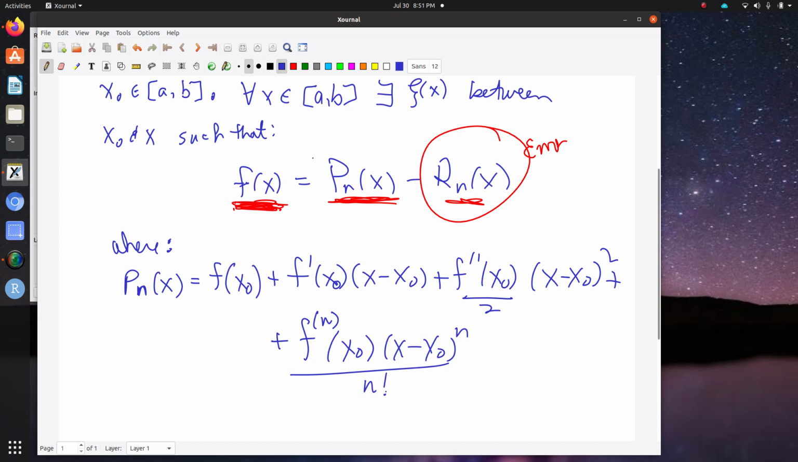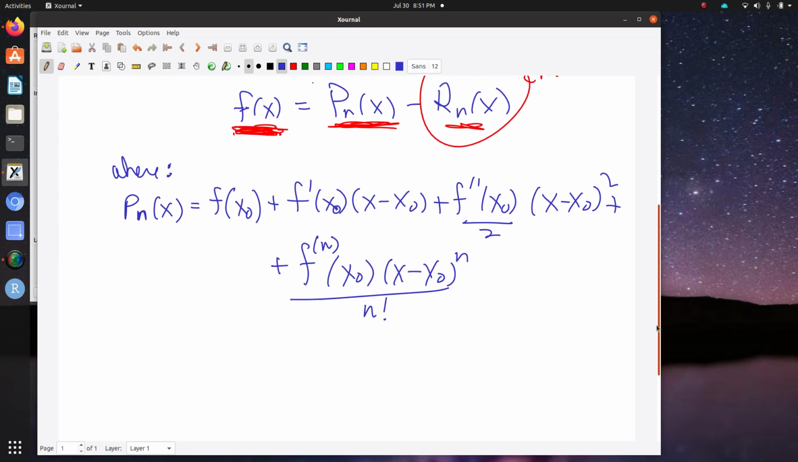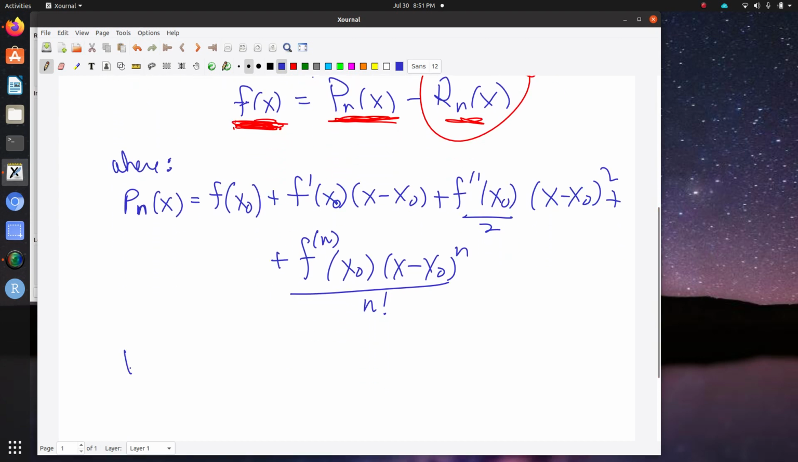So hopefully you're familiar with this, and now we can say what form the remainder takes, and this is why you need that crazy c in the first place. We're going to go one derivative up. We used n derivatives to get the polynomial in the first place. We're going to take one more derivative to try to figure out what's going on with this c.